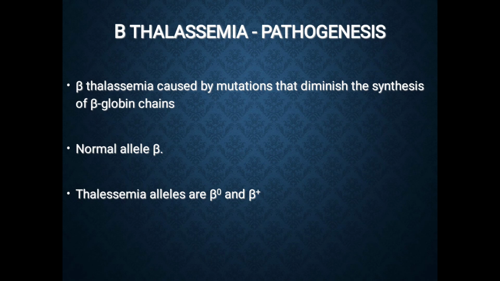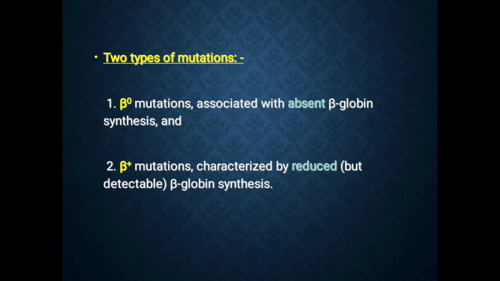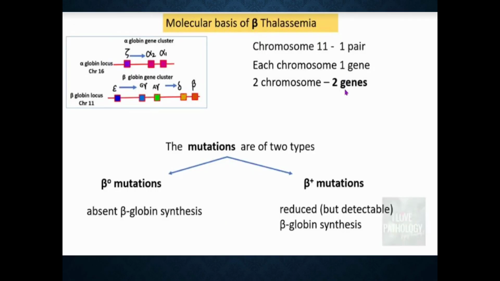Coming to beta thalassemia, it is commonly due to deficiency of beta globin chains, and it is due to point mutation. That is very, very important. So it has 2 alleles, B plus and B0. We'll take a look into it. B0 is when there are absent beta globin chains. There is no beta globin chain, and B plus is when there is reduced production of beta globin chains.